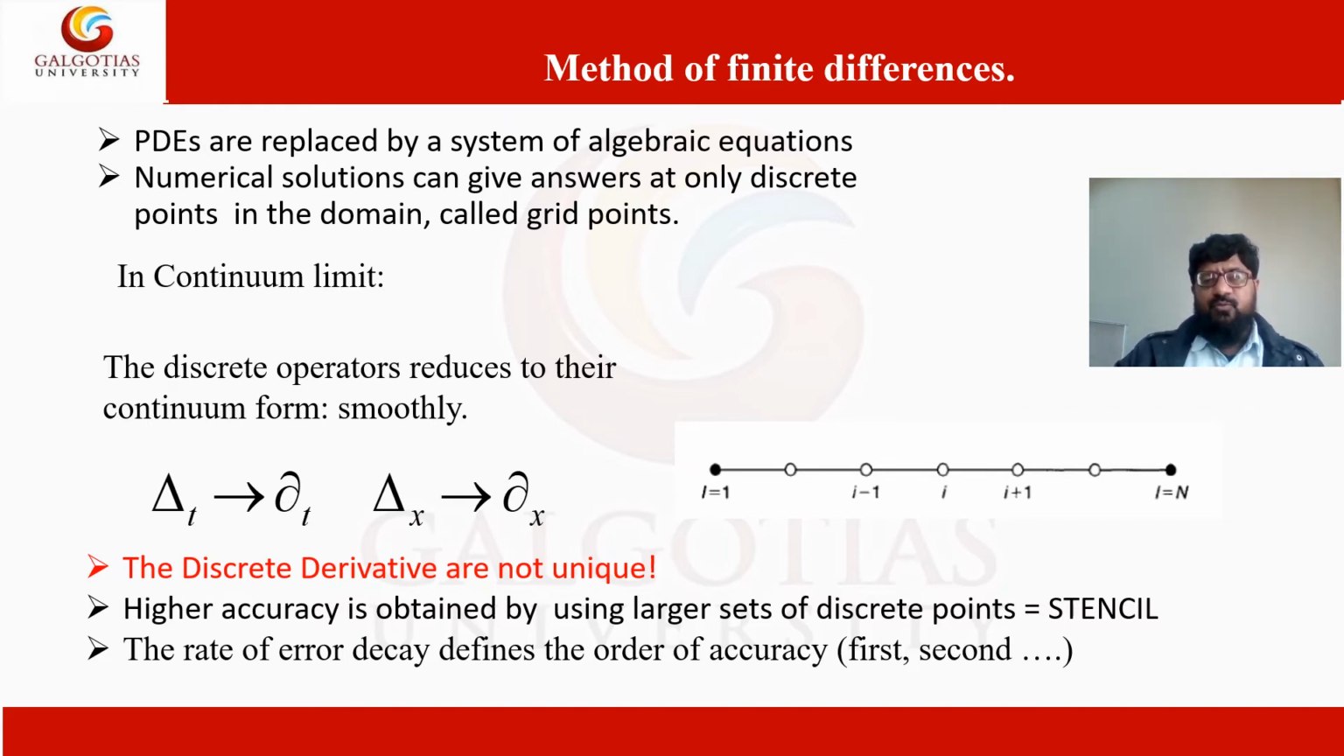So if you use more number of points, your approximation will be more accurate. If you use 1 point for del f by del x, it is called first order accurate. Use 2 points, it may be called second order accurate. We will show you how the accuracy varies with the number of points.